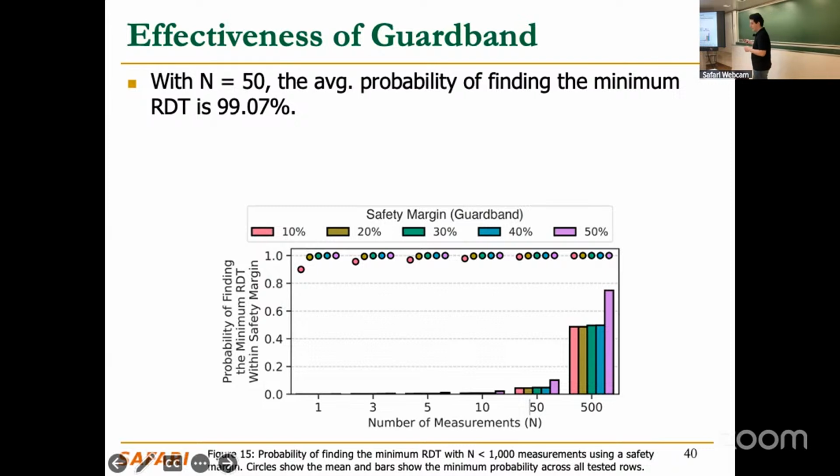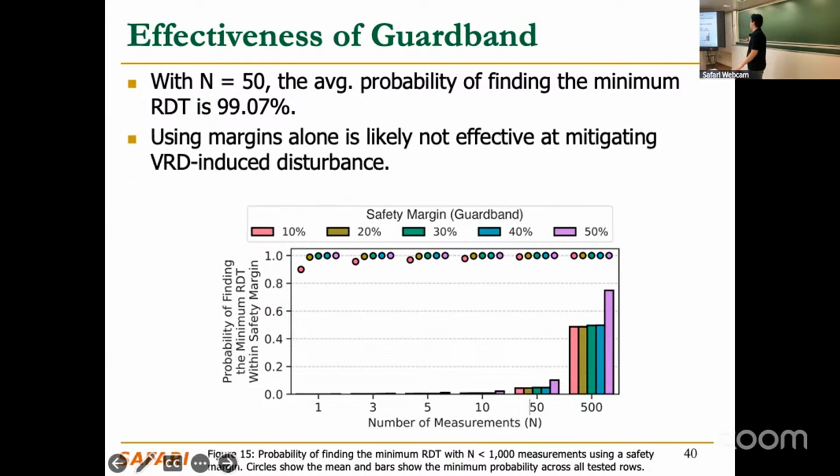However, this is a wrong conclusion about our solution, because using margins alone is likely not effective at mitigating VRD-induced disturbance. Even if we did 500 measurements and implemented a conservative margin of 50%, our minimum probability is still not high enough that we can conclude this guardband approach is really nice. Also, if we implement a 50% margin, we saw that our system overhead increases substantially.